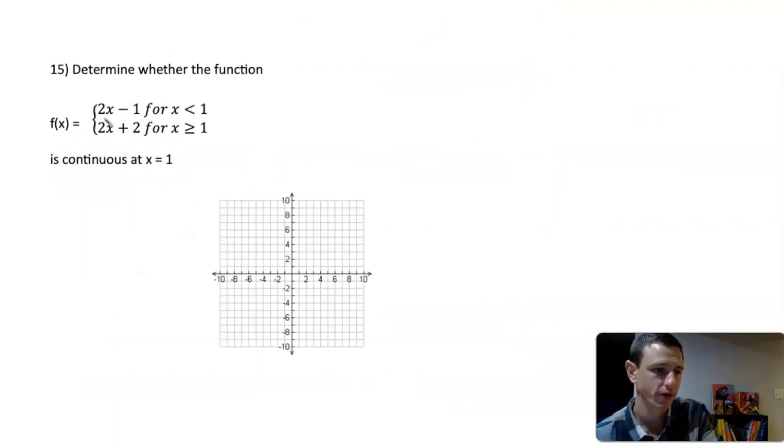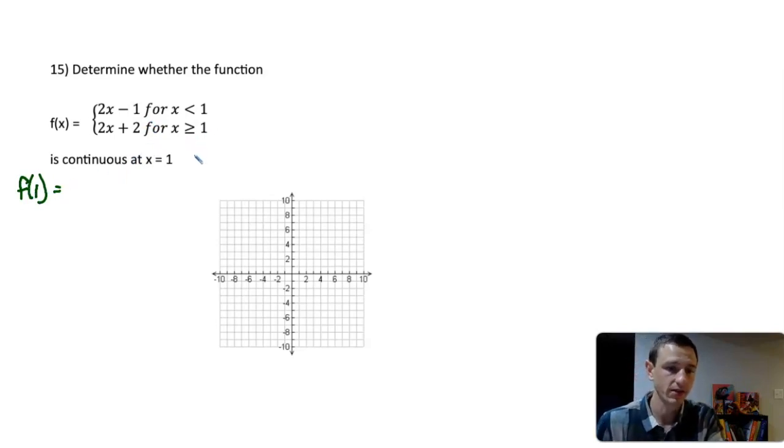Determine whether the function f of x, piecewise function, 2x minus 1 for x less than 1, 2x plus 2 for x greater than or equal to 1, is continuous at x equal to 1. So first thing we want to check is f of 1. Now with a piecewise function, which one do we plug into in order to evaluate f of 1? Where does the graph exist when x is equal to 1?